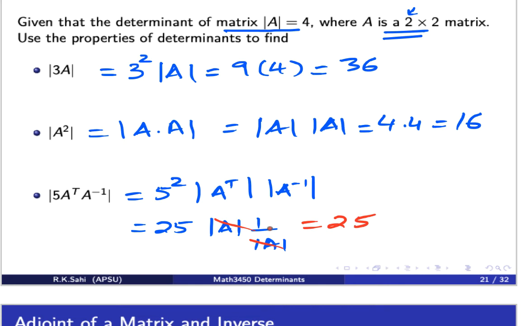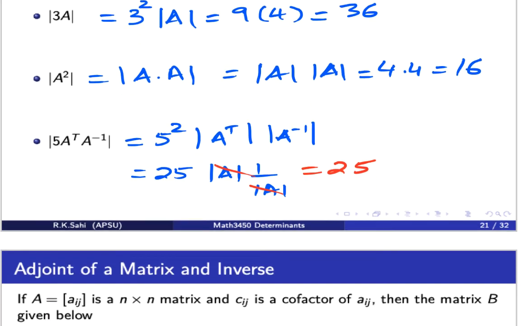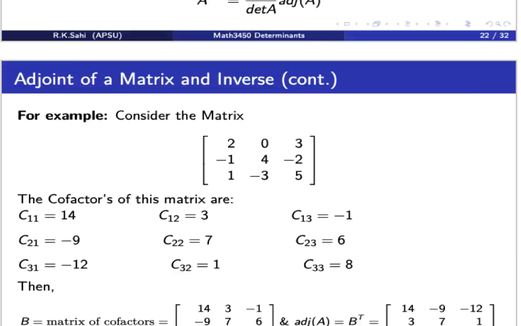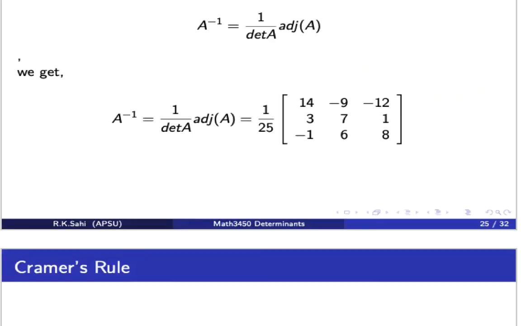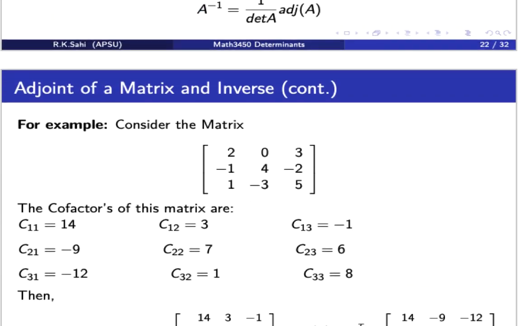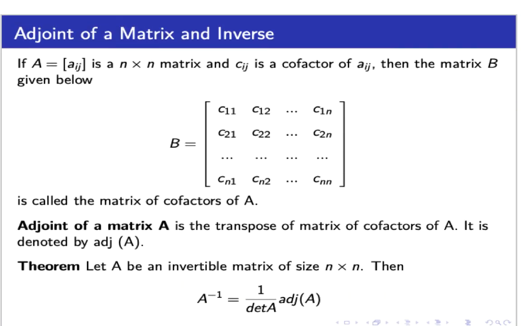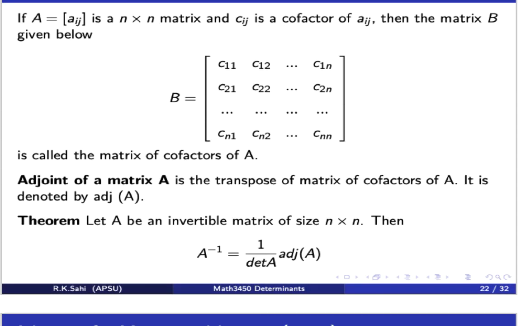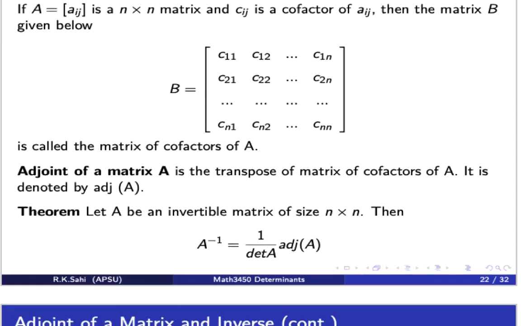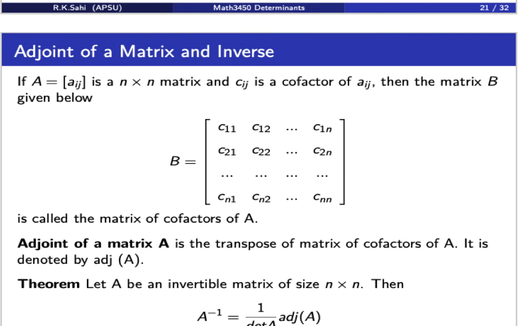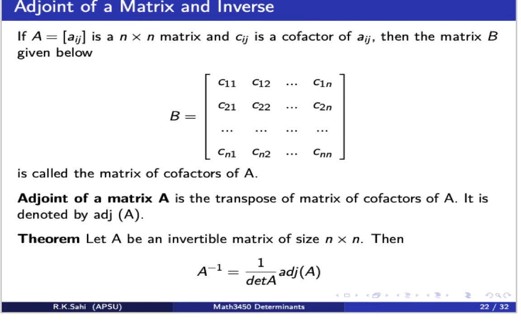Okay, so now let's look at this adjoint of a matrix. Oops, sorry guys. Okay, now the adjoint of a matrix is nothing but related to the cofactors of the entries of every element. So let's start with that.